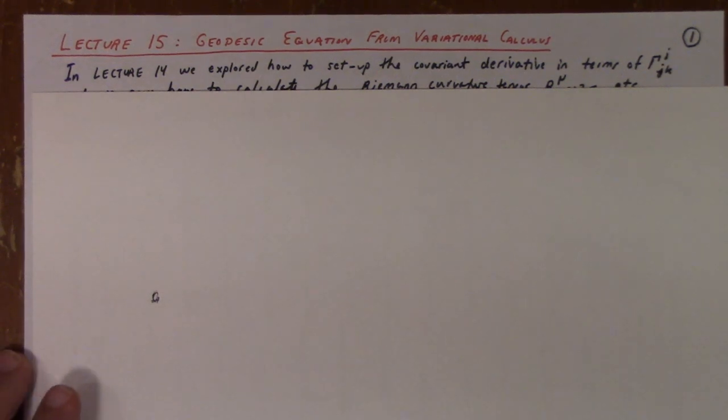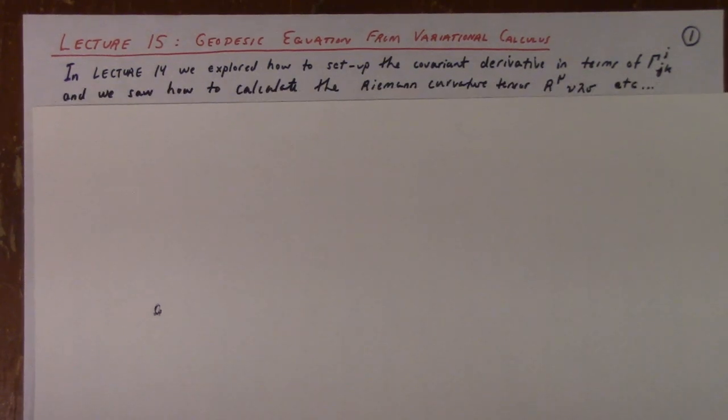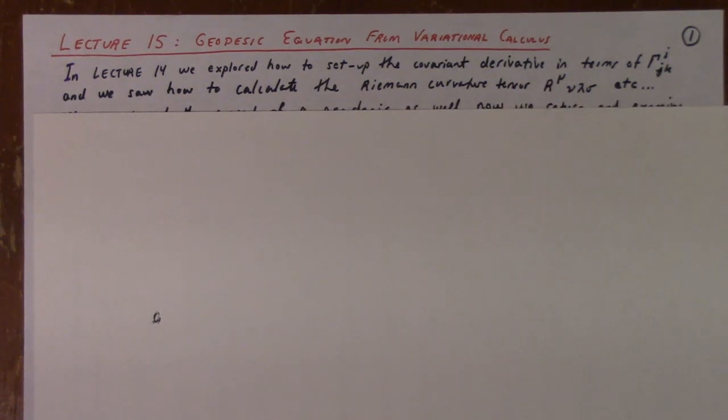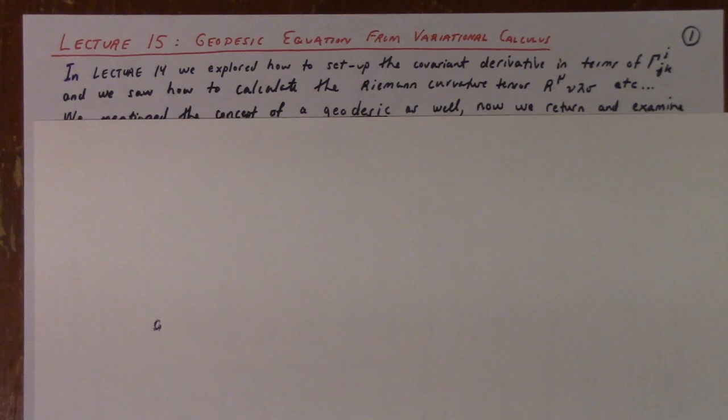Well, welcome back. So lecture 15, general relativity. Here we're going to look at the geodesic equation from variational calculus. Just a brief reminder: in lecture 14 we explored how to set up the covariant derivative in terms of the Christoffel symbols, and we saw how to calculate the Riemann curvature tensor and so forth, basically in terms of derivatives of the metric.